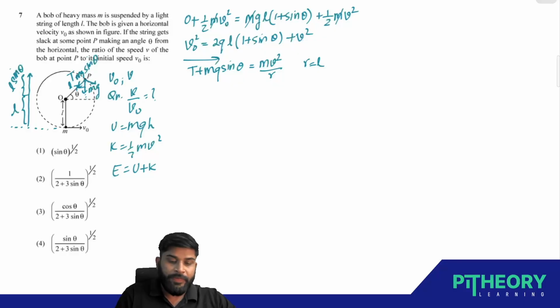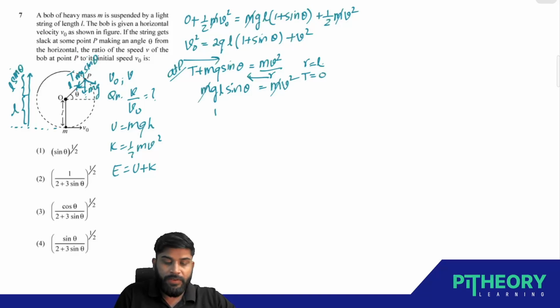And this r is nothing but the length L. At this point P, the string is slack, so the tension is zero here. So you can write mg sine theta equal to mv square by L. If I take L to the left-hand side, you get mgL sine theta equal to mv square. This m will get cancelled also, and you will get v square equal to gL sine theta. Okay.